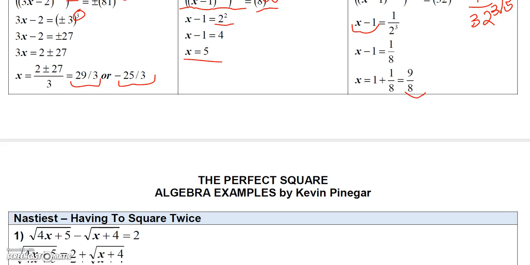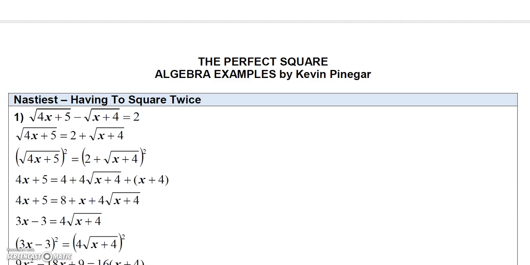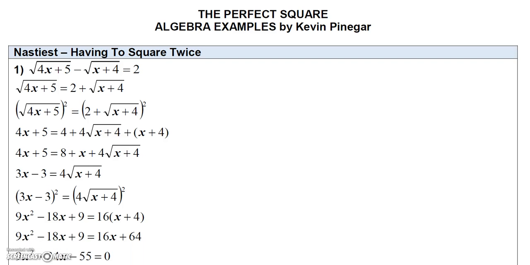Now I wanted to end this with another radical problem, and I wanted to show you how nasty these can get when you have more than one radical that pops up in a radical equation. Okay, so here I have a square root here minus another square root here equals 2.